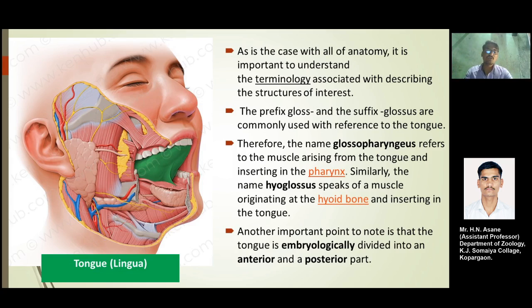Another important point to note is that the tongue is embryologically divided into an anterior and a posterior part. As you can see, the location of the tongue is highlighted in green color, that is nothing but the specialized organ, the tongue. There is also the supporting environment of the buccal cavity, which supports the neural scheme of the tongue, as well as the salivary glands. As you can see, the three types of salivary glands are the sublingual, parotid, and submandibular.